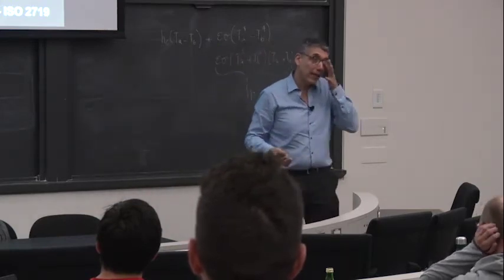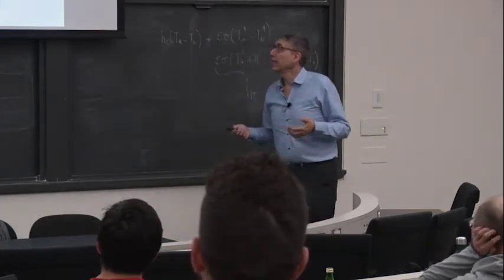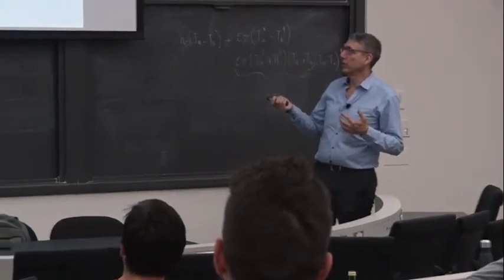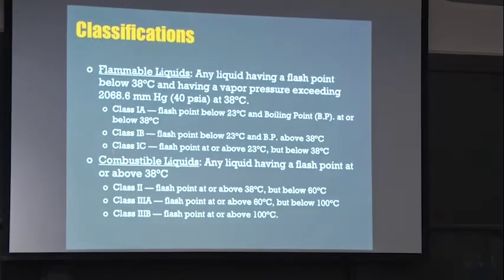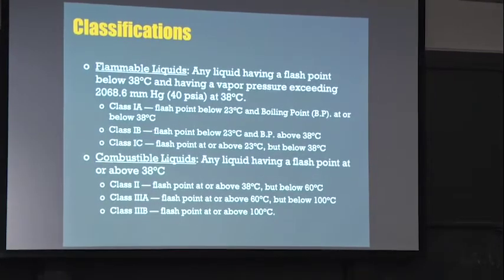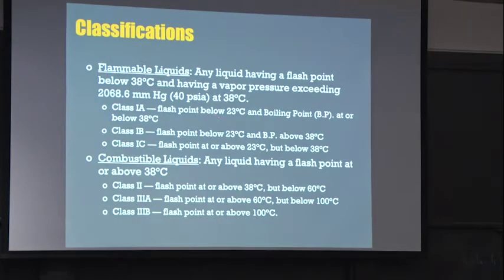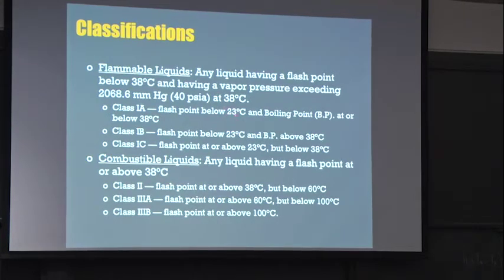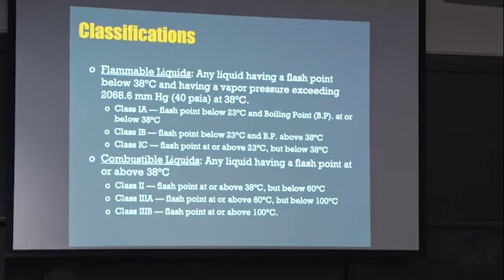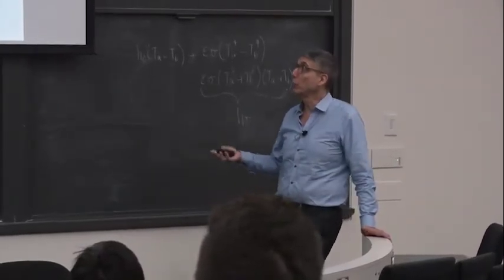So what you're going to find in most codes is classifications of this sort. So class 1A, class 1B, class 1C. Okay? And they are classified as a function of the flash point. So for example, if your flash point is below 23, that basically means that you are going to gasify flammable mixtures below ambient temperature. In other words, you have to put all sorts of precautions to avoid having a release of flammable gases. Is that okay? It's going to cost you a lot more.